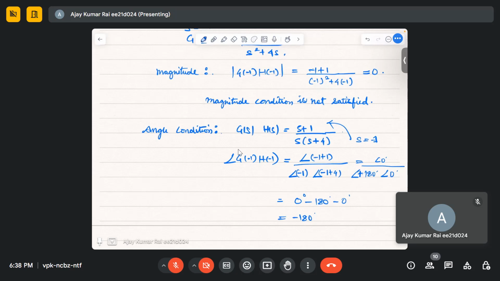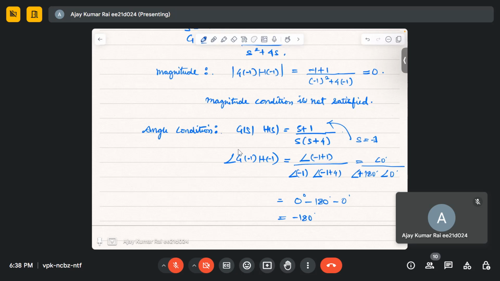How is it 0? For the numerator, I'm just calculating for individual s terms: s plus 1, s into s plus 4. No, sir, but the angle here is 0, no, sir. The angle is 0, sir. The angle of s plus 1 is 0, no, sir. I think for division you have to subtract the angle: 0 minus 180.